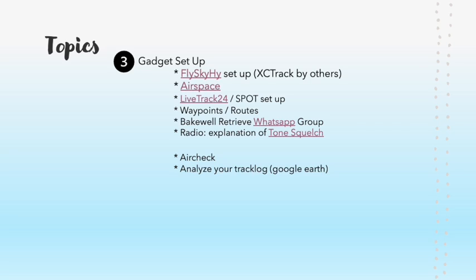That tracks you and sends your information onto the internet, so anybody can watch you fly and find you at the end of your flight, as long as you've got cellular reach, that is. Looking at waypoint routes, the retrieve WhatsApp group, for those that are not set up with that, we can set you up with that. And then the setup of the radio, going over tone squelch, those types of things. So anything having to do with gadgets, we've planned to do on a separate evening where anybody can bring in all their stuff. We can all get it set up and get you ready for your first flights.